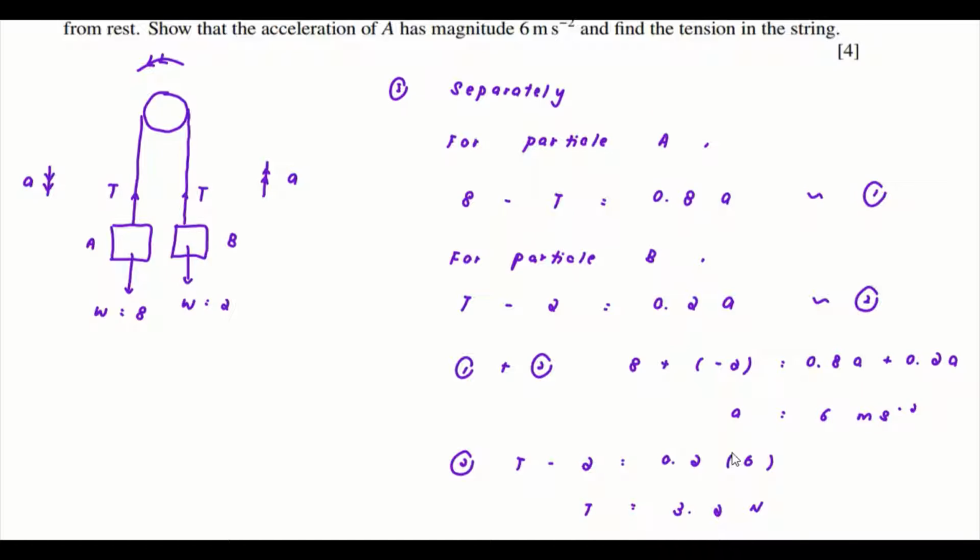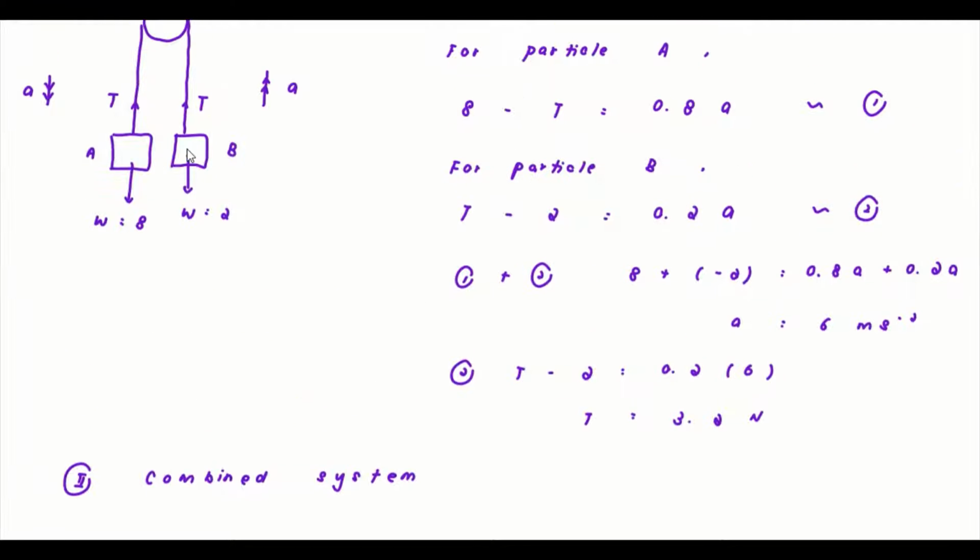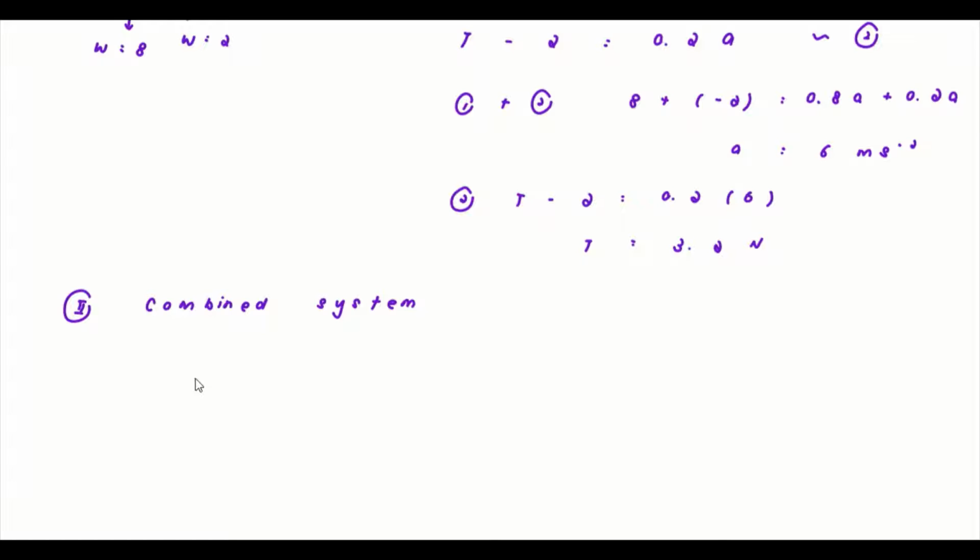Now we'll be looking at the second approach, which is how we solve it by treating them as a combined system. This is very interesting, and I think it is very helpful when we move on to other questions. You can try to imagine that this is our system. When we look at it as a complete, combined system, it means we want to solve them in one.